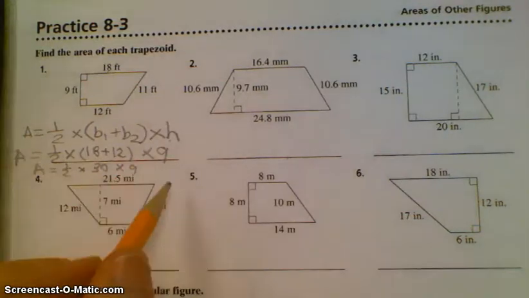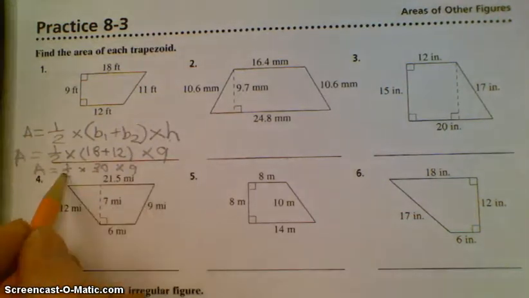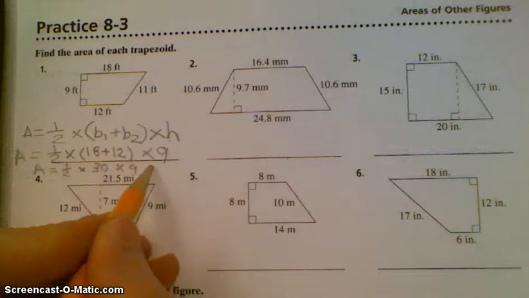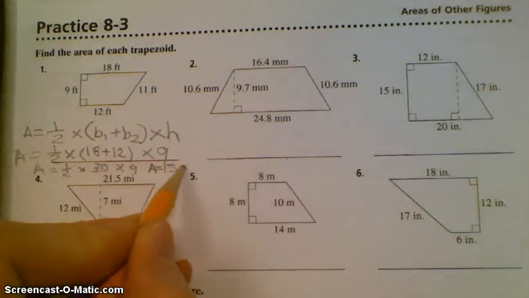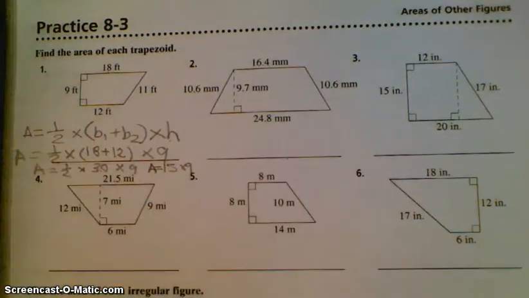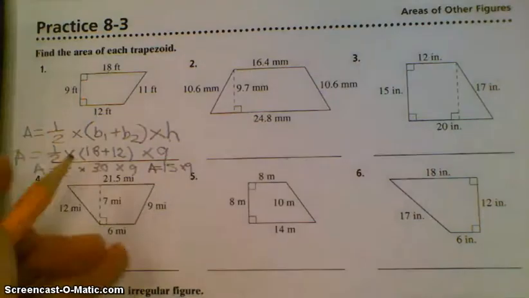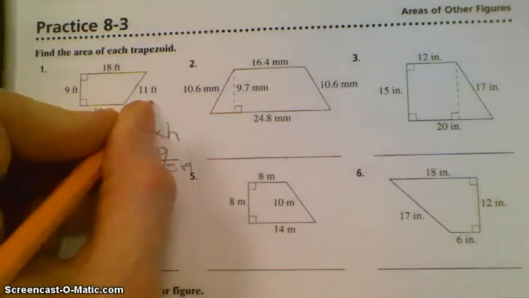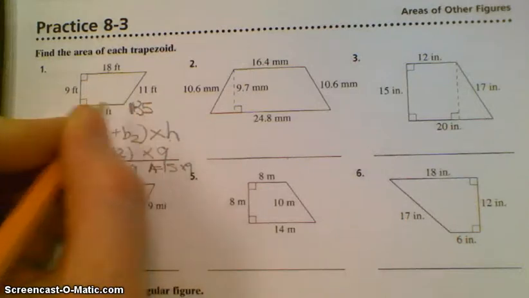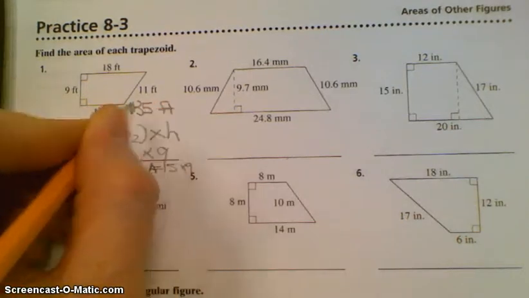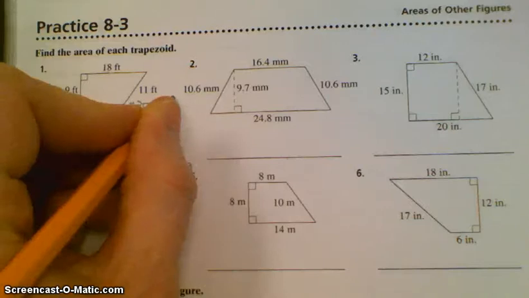Now I'm going to move this over here a little bit. What's a half times 30? That's going to be area is equal to 15 times 9. And I could do that in my head, but I can also use my calculator. So 15 times 9 is equal to 135. So that's 135 is going to be my answer. And I need to remember to put in feet, and since it's area, it's going to be feet squared.